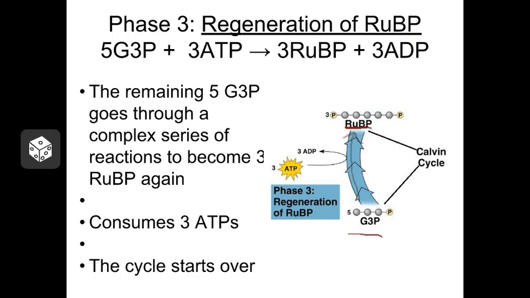This requires several steps, and it is endergonic. It does require some energy. So three more ATPs are going to get broken down in this phase. They're going to be dephosphorylated, and that energy is going to be used to reform our RuBP. At this point, those RuBPs can grab some more CO2, and it can start the cycle over again. Three of those guys.